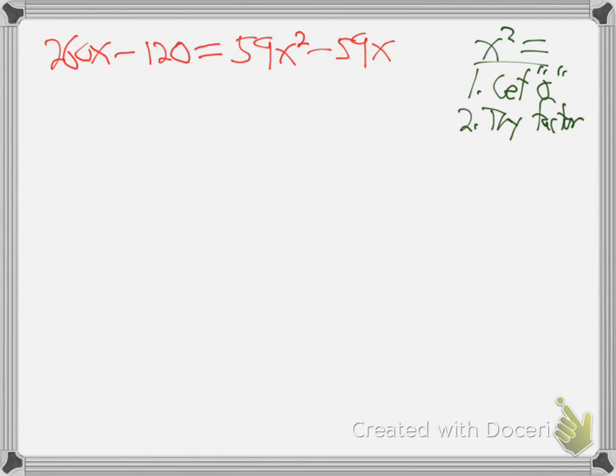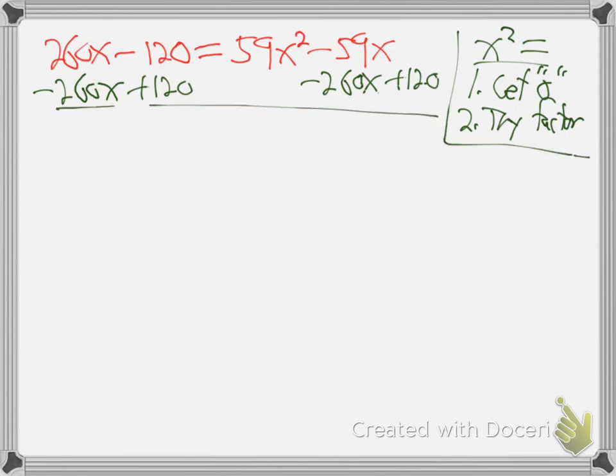So get a 0. Here's the x squareds on the right side, so I'm going to make the left side 0. So minus 260x plus 120. Minus 260x plus 120. So what does that do? Boom, boom. So we get 0 equals 59x squared minus, what is that? I don't even know. 260 and 59. These numbers are huge. Minus 319x plus 120. This is craziness.